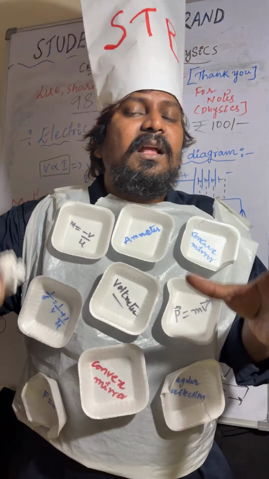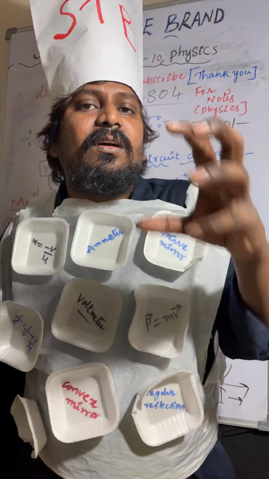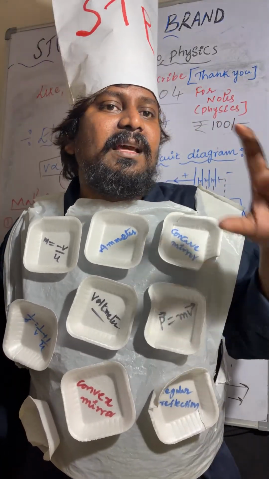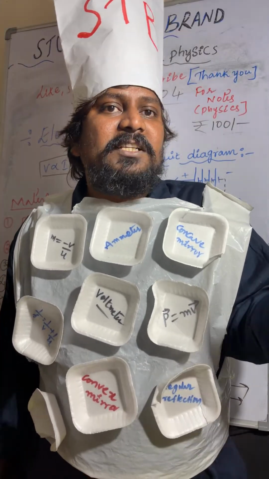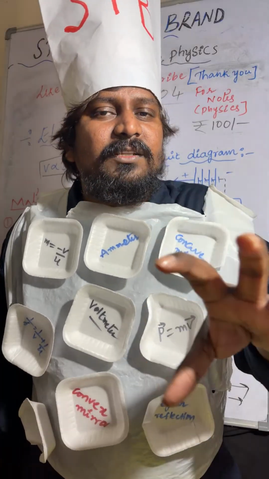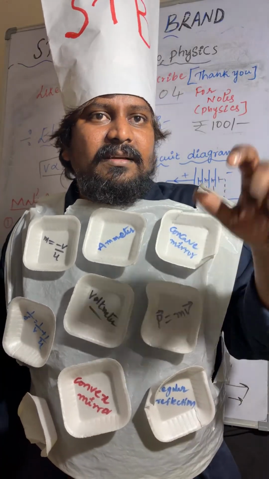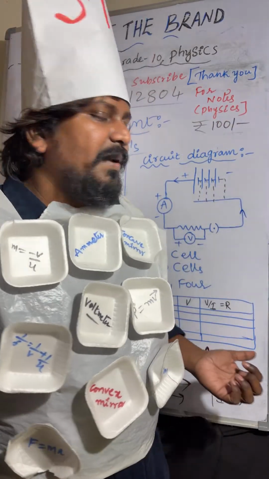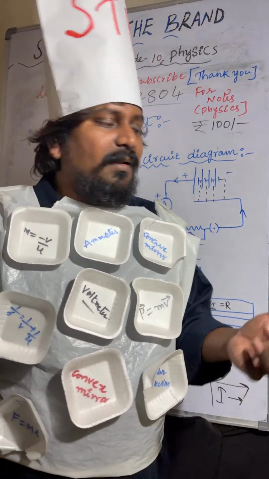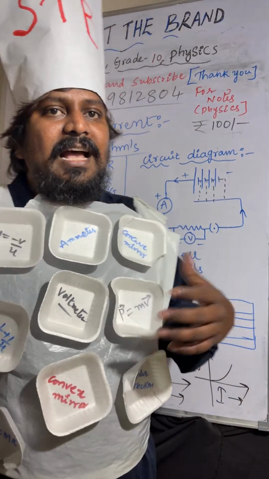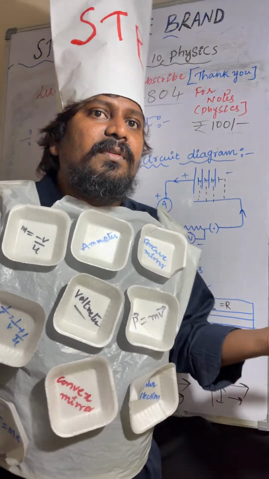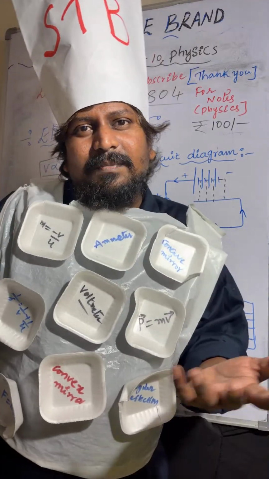Very, very important. Make sure you are learning, preparing and practicing, and keeping all these points in mind while you are attempting the assertion and reasoning, MCQs, and especially the question and answers. Question and answers are also very easy. Related to this, problems will come, especially circuit diagram and graph based questions. They will give a tabular column and ask you to draw the graph, and problems like V equal to I R, or I equal to V by R.